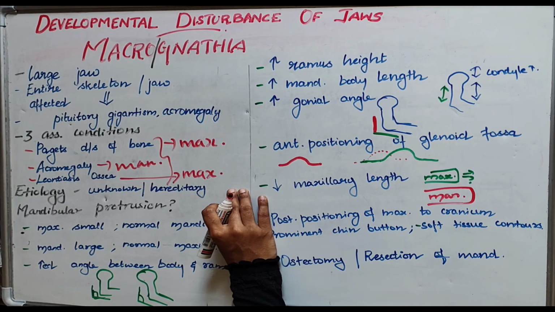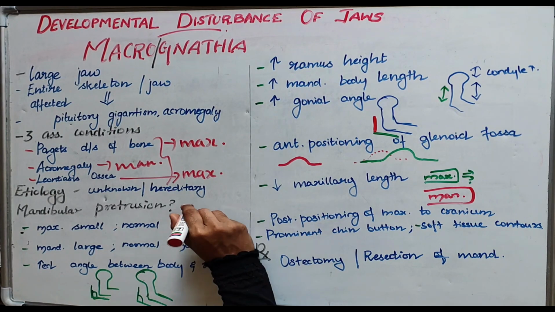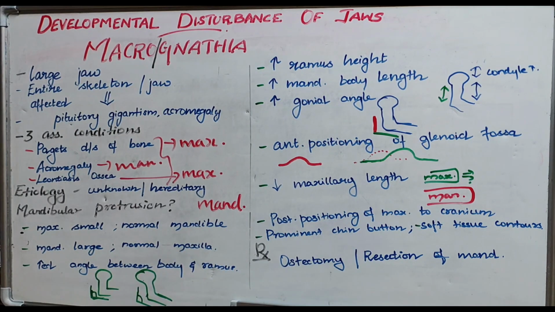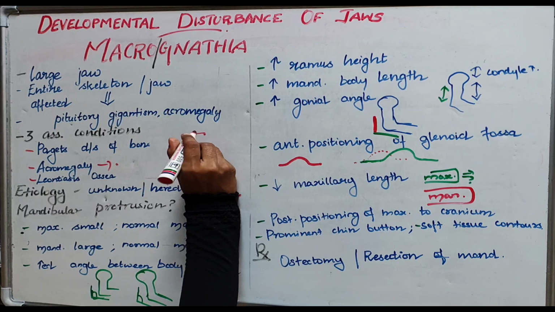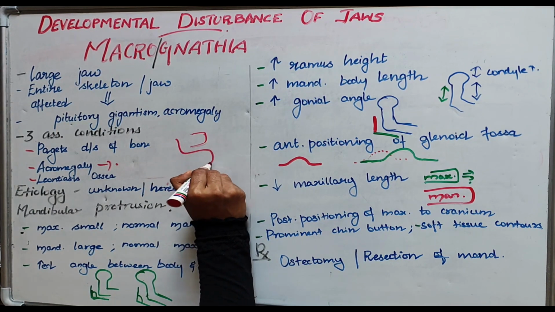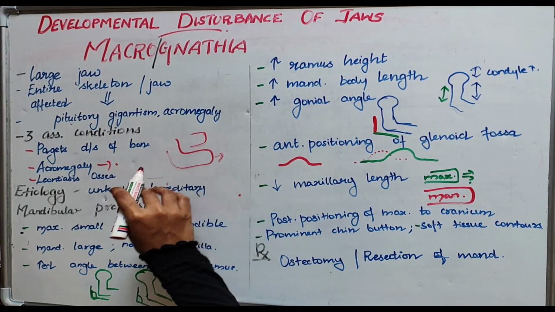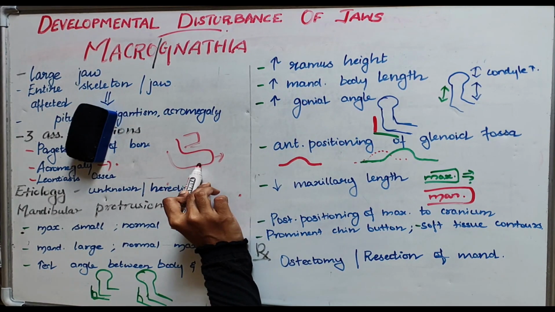So when compared to mandible and maxilla, larger jaw is most of the time seen in the mandible. So mandible is affected more than maxilla. So we need to know the reasons how this mandibular protrusion is occurring, or how you see the mandible to be in a larger size. So the first scenario is, imagine this is your maxilla and this is your mandible. In cases where your mandible is normal, whereas your maxilla is small. So this is normal size and maxilla is small.